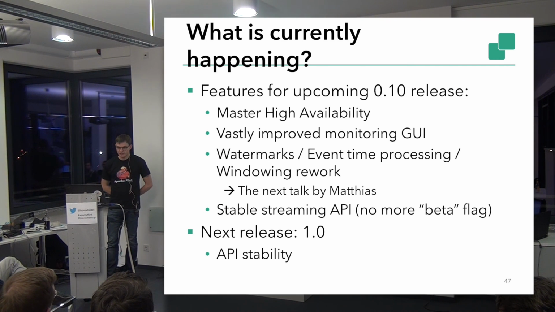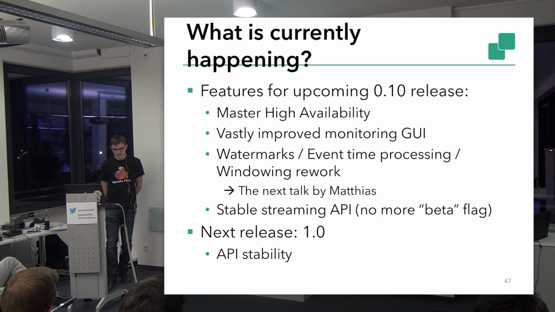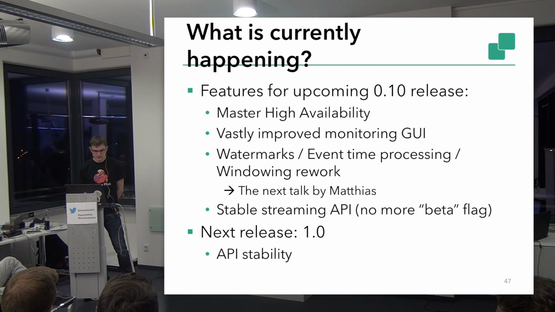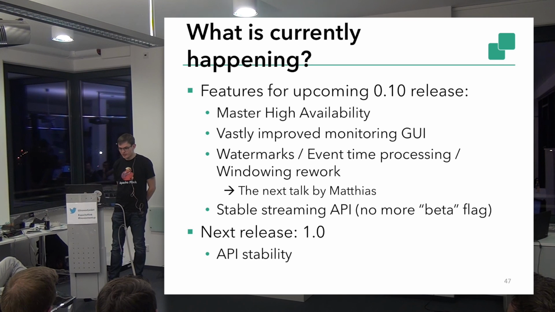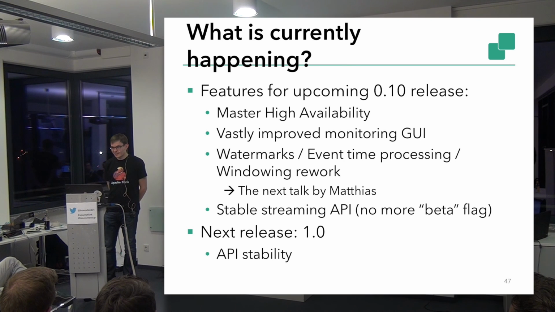Quickly, to give you a view into what's currently happening in the Flink community. So as I said earlier, we are currently working on the 0.10 release. It will bring master high availability to Flink. So there will be no single point of failure anymore. You can shoot whatever JVM you want, Flink will continue running. We've improved the monitoring API, the monitoring GUI. So it's now a fancy hipster web interface where you can click and see what's going on.